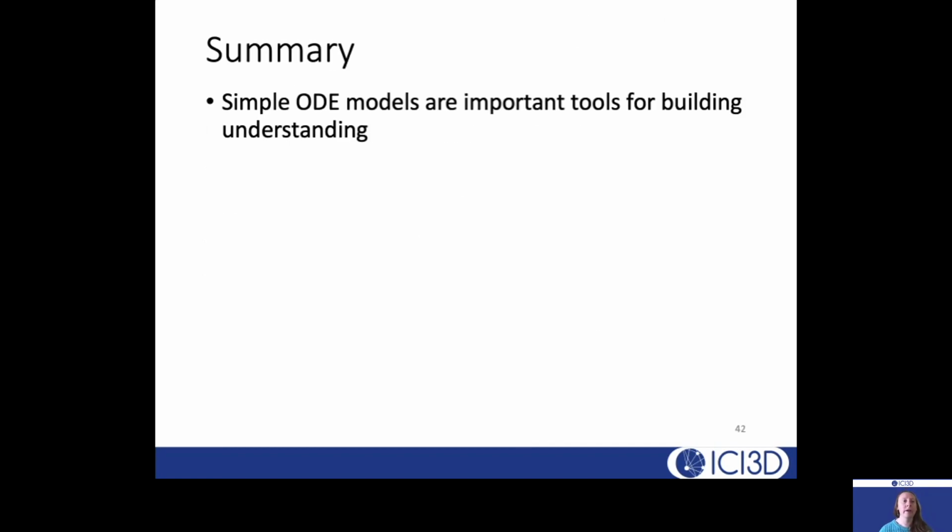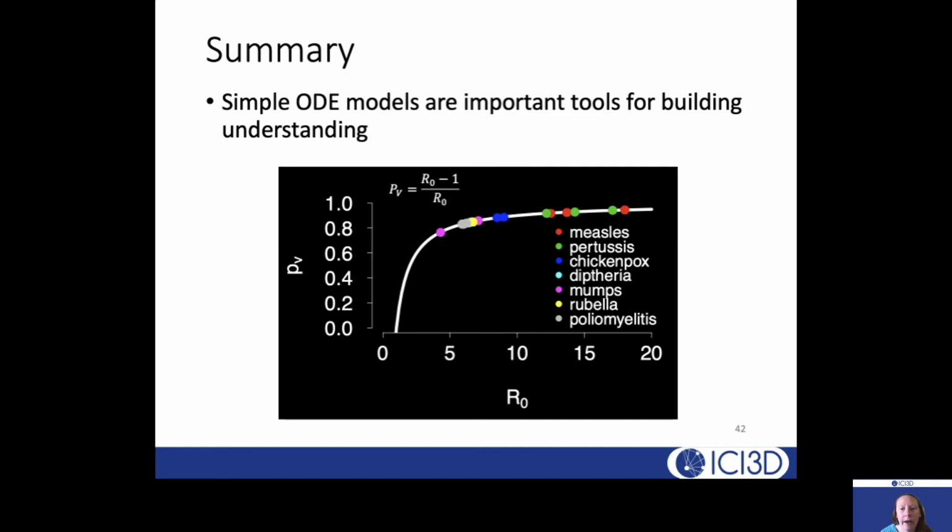So in summary, simple ODE models are important tools for building understanding. It's possible to understand how all of the parts interact to drive average system behavior, especially for large populations. For example, we can calculate analytically what proportion of the population needs to be vaccinated to prevent an epidemic, and use this to develop an intuition for why some infections are easier to eradicate than others, as we saw in Steve's video lecture.